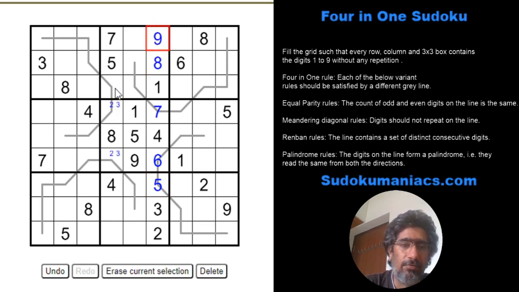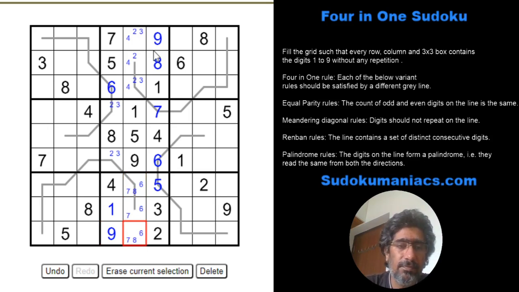Now 2, 3, 4 cannot be here, so this will be a 2, 3, 4. So the last digit here would be a 6. And now I have 2, 3, 1 and 9 missing. So that's a 1 and a 9. And now we have 6, 7, 8 here.